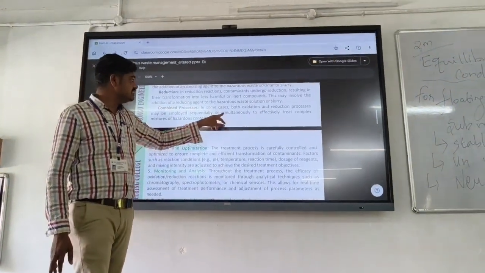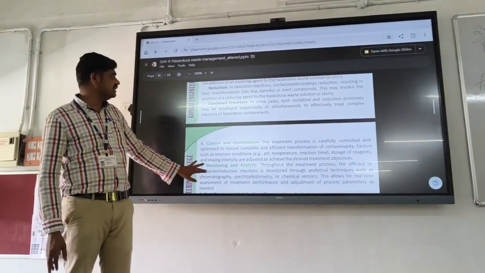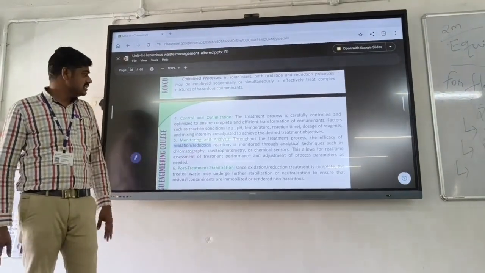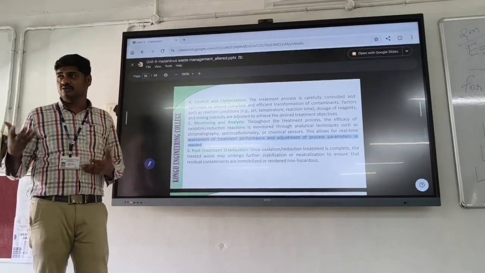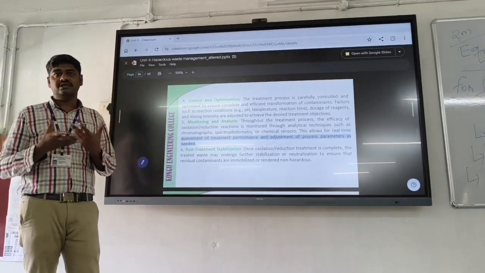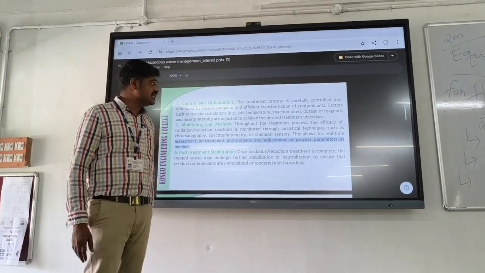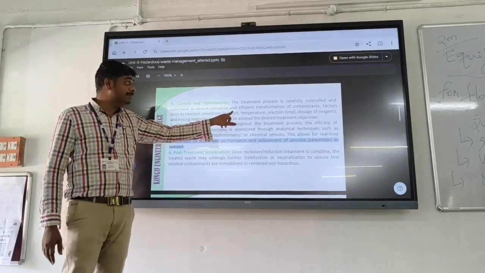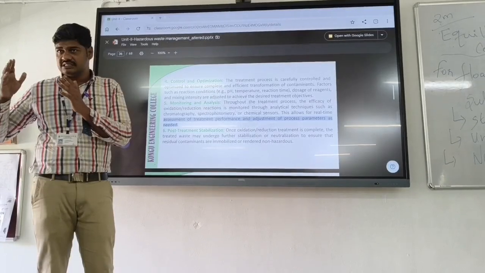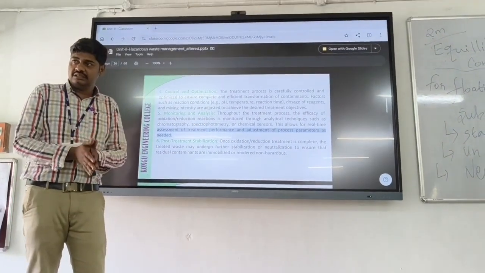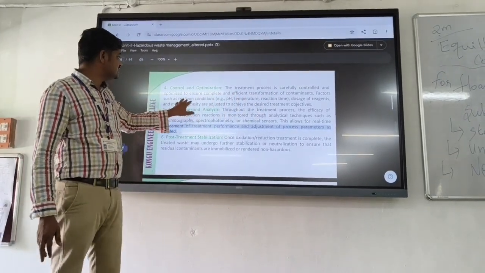In some cases, both oxidation and reduction processes may be employed sequentially or simultaneously to effectively treat complex mixtures of hazardous contaminants. Then control and optimization: we decide how much of the substance to use. The treatment process is carefully controlled and optimized to ensure complete and efficient transformation, so the hazardous elements are converted into inert material. Factors such as reaction conditions matter.